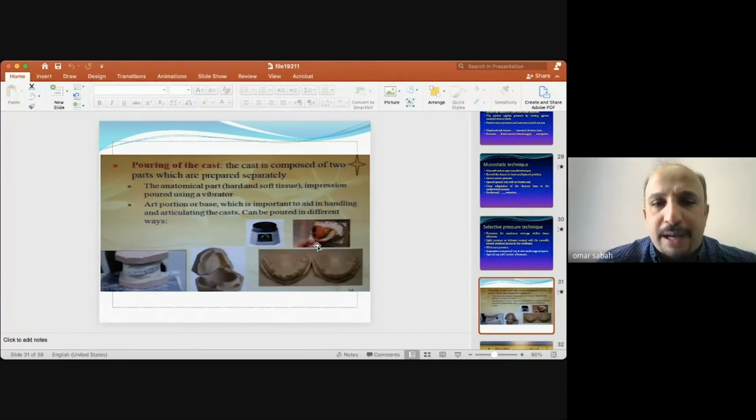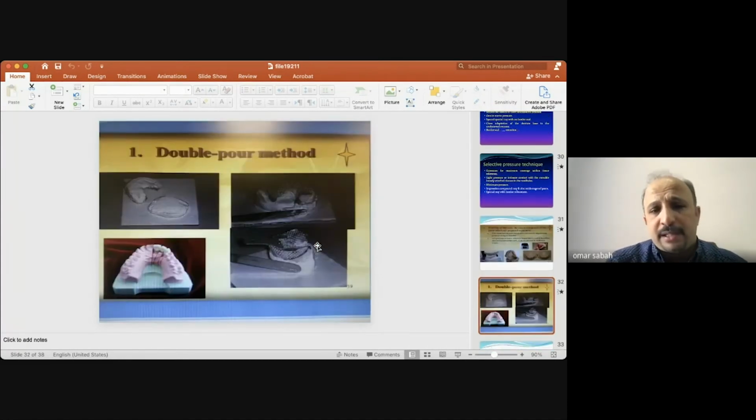So the pouring of the cast is composed of two parts, which are prepared separately. The anatomical part, the hard and soft tissue impressions, is poured using a vibrator, and the art proportion of the base, which is important to aid the handling, and the articulator; the cast can be poured in different ways. So after I get the final results of the two casts, I should also have an articulator to fix them on, to get the final results.